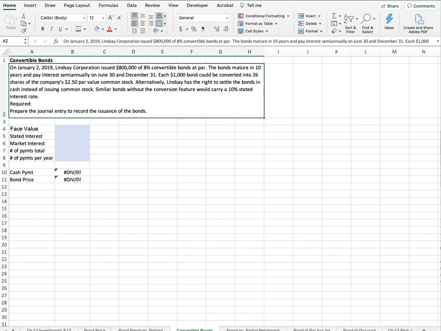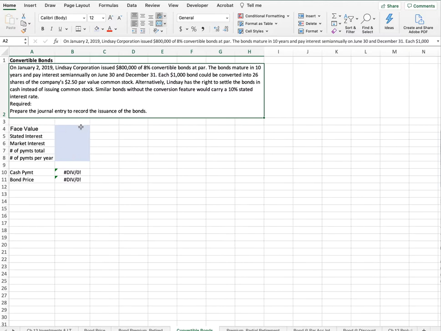Each $1,000 bond could be converted into 26 shares of the company's $2.50 par value common stock. Alternatively, Lindsay has the right to settle the bonds in cash instead of issuing common stock. Similar bonds without the conversion feature would carry a 10% stated interest rate. And we need to prepare the journal entries to record the issuance of the bond.